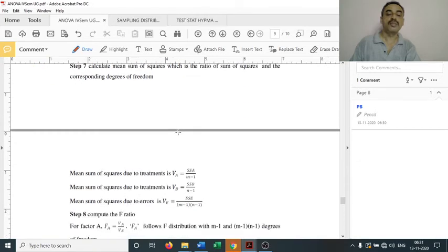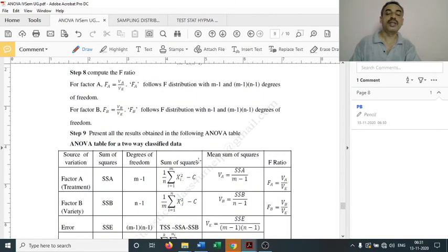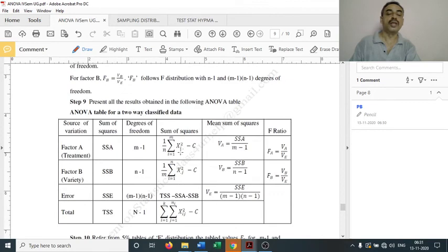So our next step is finding the mean sum of squares. They are obtained by dividing the sums of squares by the respective degrees of freedom. For the first factor or treatment, it will be SSA by m minus 1. For the second factor, it will be SSB by n minus 1. And for the error factor, it will be SSE by its degrees of freedom, m minus 1 into n minus 1. Next, we enter all these values in the ANOVA table for two-way classified data.